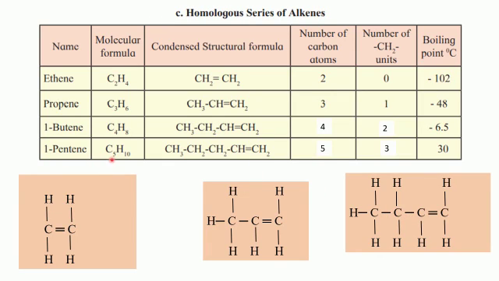1-pentene, C5H10: CH3 single bond CH2, single bond CH2, single bond CH, double bond CH2. Carbon atoms is 5 and number of CH2 units will be 3.